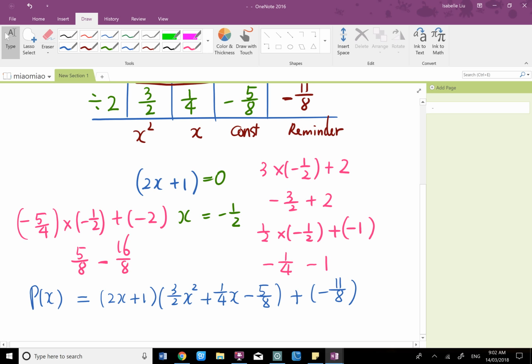It's faster than long division. Yeah, this is faster than long division. But the thing is, if you can't remember to divide by the 2, the result will be different. But if you can remember that, then definitely you can use this method here. But it only works for dividing by a linear. If it's quadratic, you must use long division.